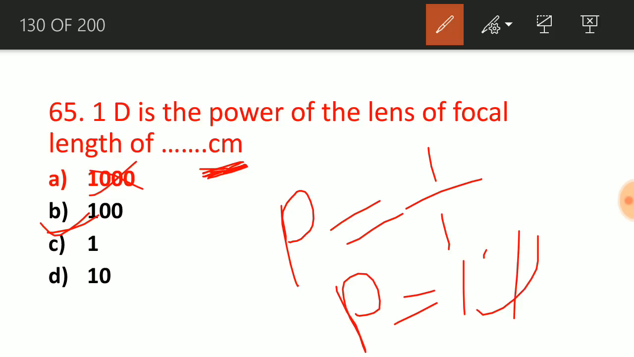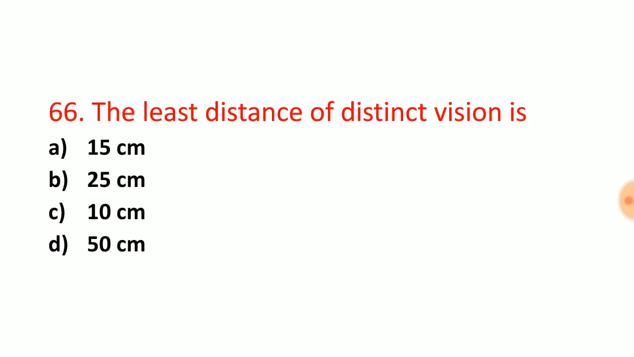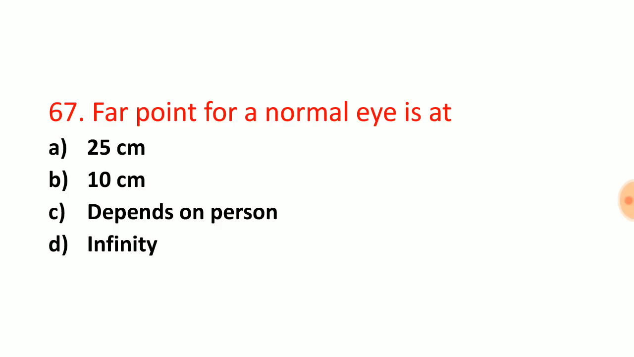Now question number 66. The least distance of distinct vision is 25 centimeter. This is a very common question. Far point for a normal eye is infinity. This is also a common type of question.